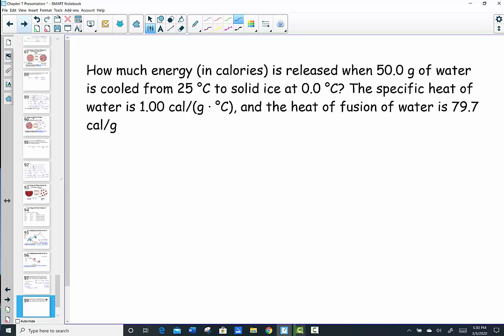All right. How much energy in calories is released? Okay, so this is an exothermic process. I like to draw my graph so I can get an idea of line segments. We have 50 grams of water cooled from 25 degrees. That's my starting temperature. And it's going to cool to 0 degrees. Okay, and then it freezes. So we have a line segment where we cool the water.